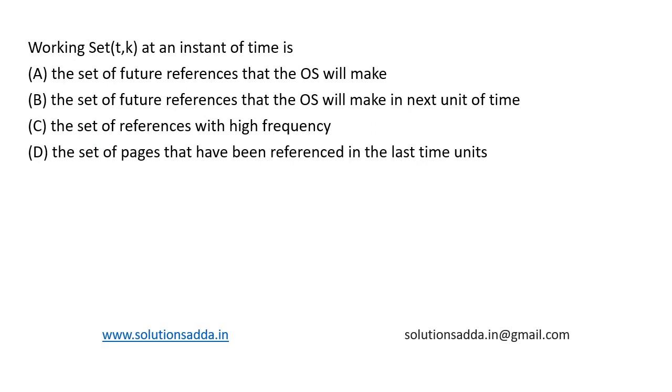This is a question from operating system. Working set t comma k at an instant of time is, and 4 options are given. Working set t comma k is the set of unique pages referenced during the past delta references within t unit of time. So option D, that is the set of pages that has been referenced in the last time unit, is the correct answer here. So option D is the right answer.